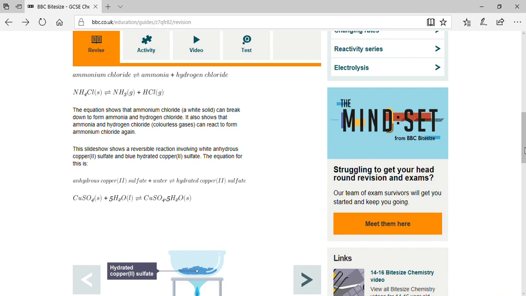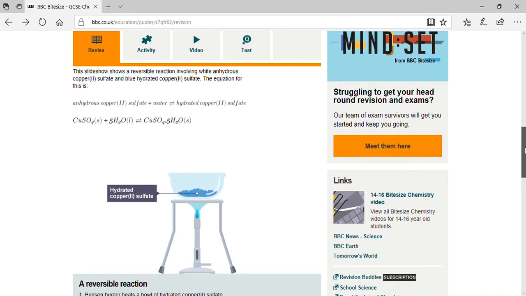Here they are giving a slide. Here you are seeing that there is a tripod, a tri-stand. Under it there is a Bunsen burner. And there is a bowl in which there is hydrated copper sulfate.